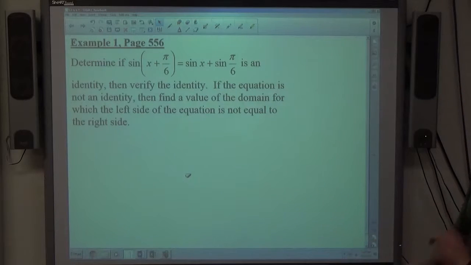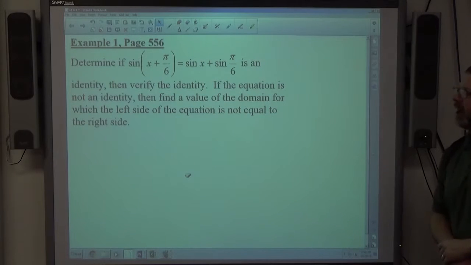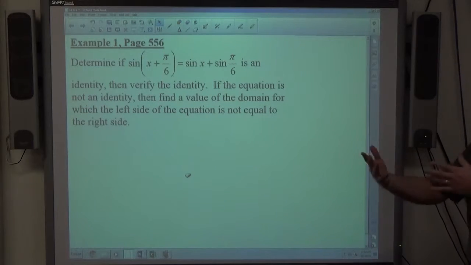Okay, chapter 6 begins today, and we're going to be doing trigonometric identities for the first few sections of this. Solving trigonometric equations is the back section of it.